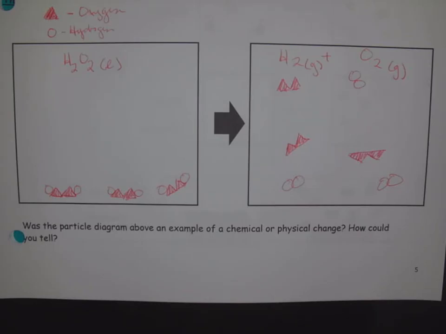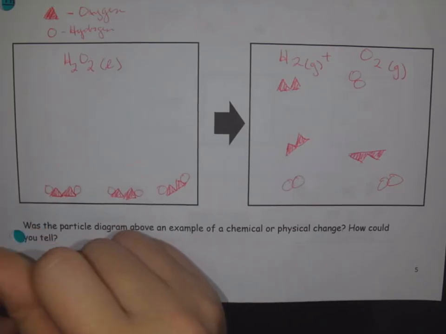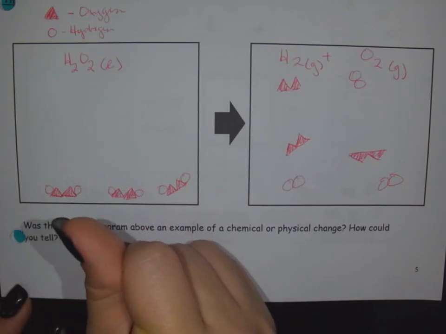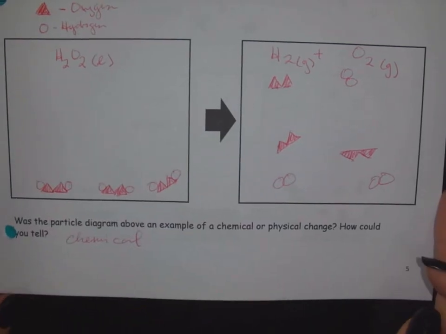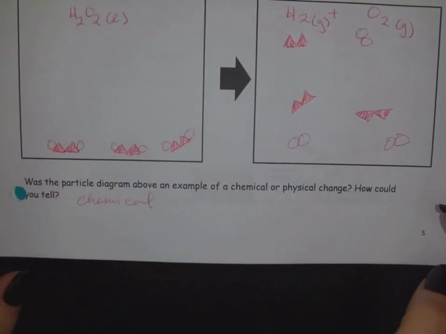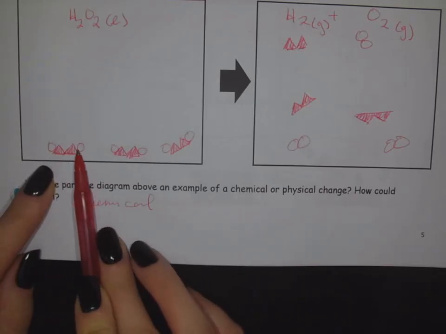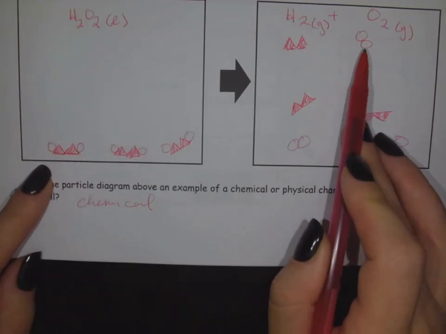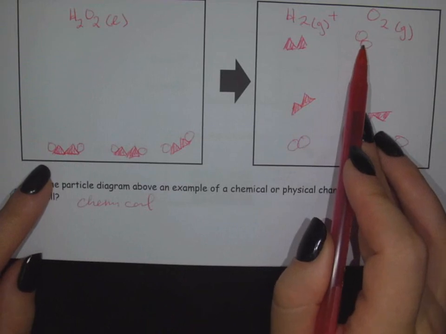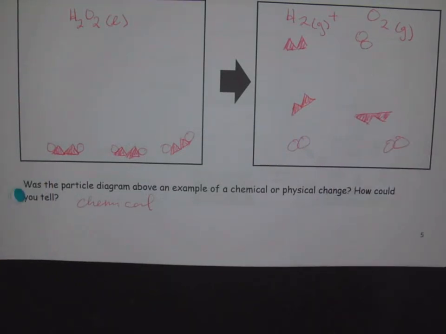So was the particle diagram above an example of a chemical or a physical change? This time it was chemical. Okay. So this time it was a chemical change. And we can see this because this bond and this bond broke and this bond formed. Okay. But guys, when chemical bonds break and/or form, then it's a chemical change.